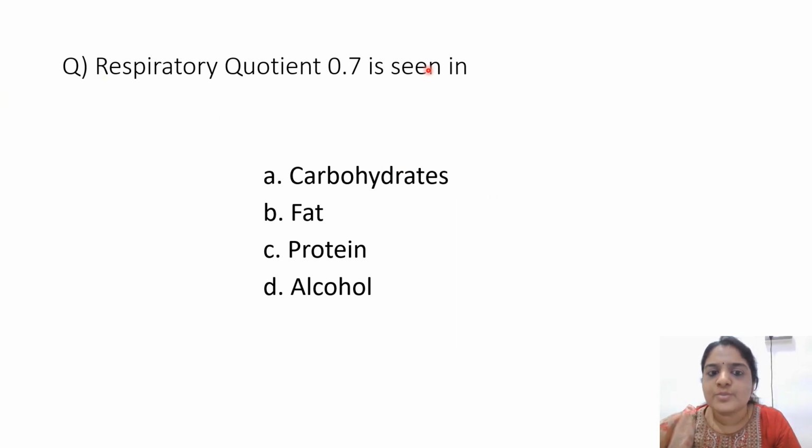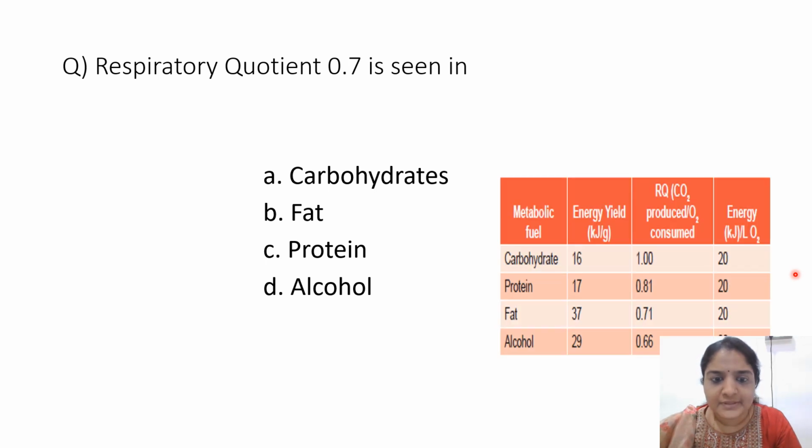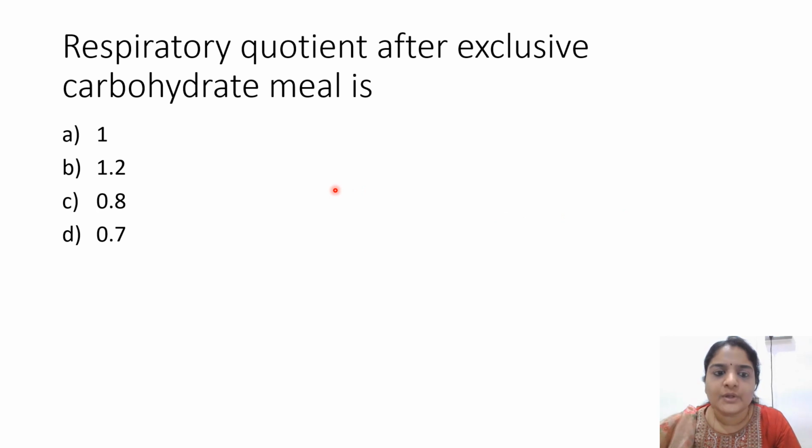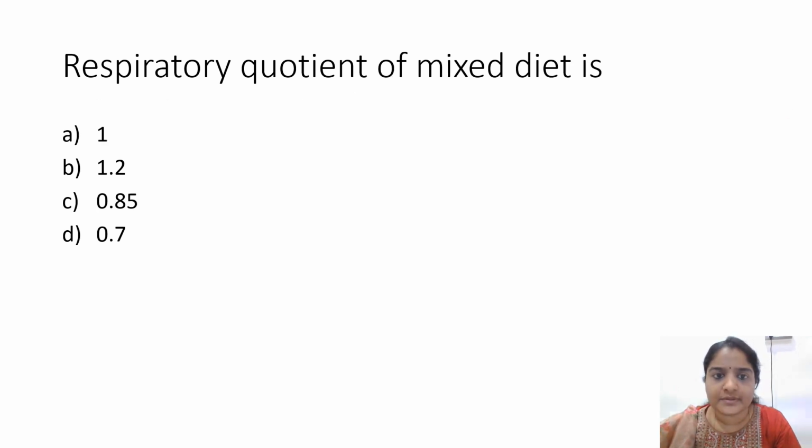Now the question: the respiratory quotient 0.7 is seen in? It is fat. So 0.7 respiratory quotient is seen in fats. And for proteins it's 0.8, for carbohydrates it's 1, and for alcohol it is 0.66. Now the respiratory quotient after an exclusive carbohydrate meal is 1. Now the respiratory quotient of a mixed diet will be around 0.85.